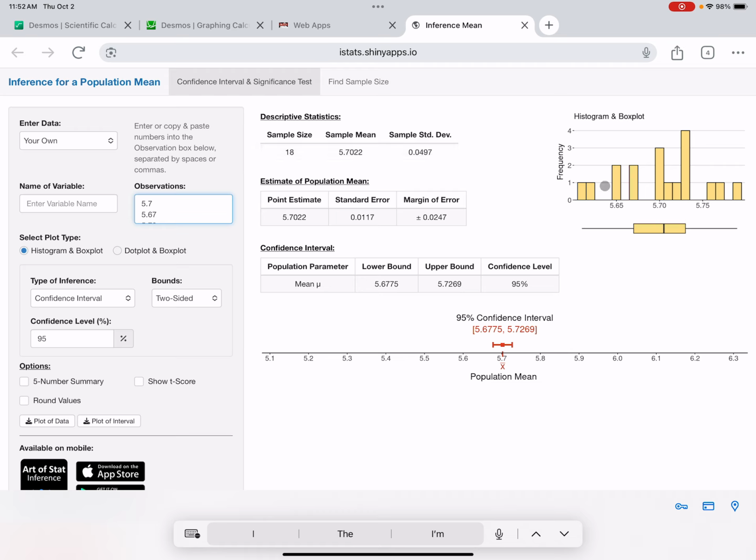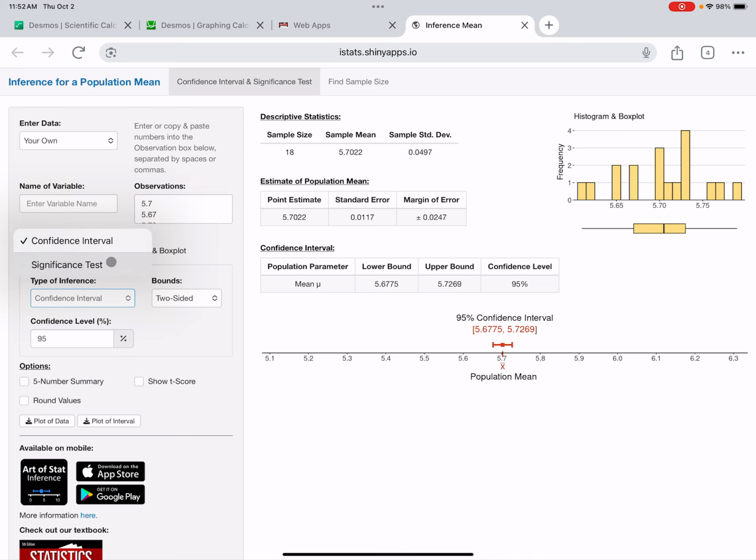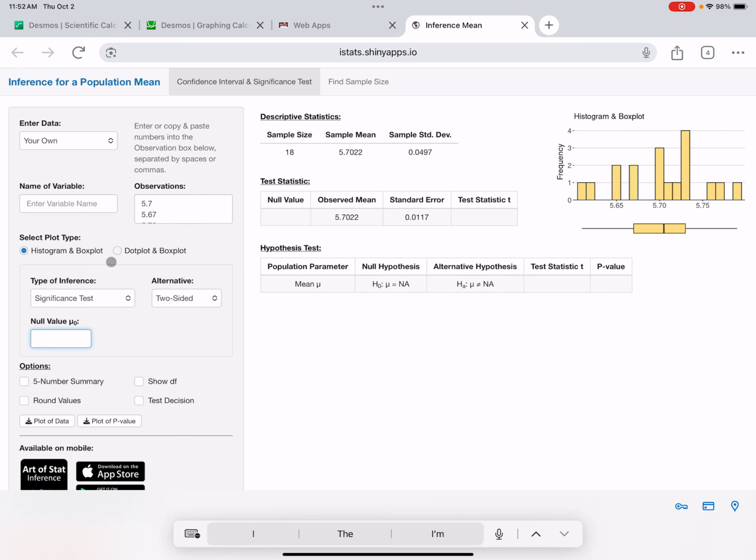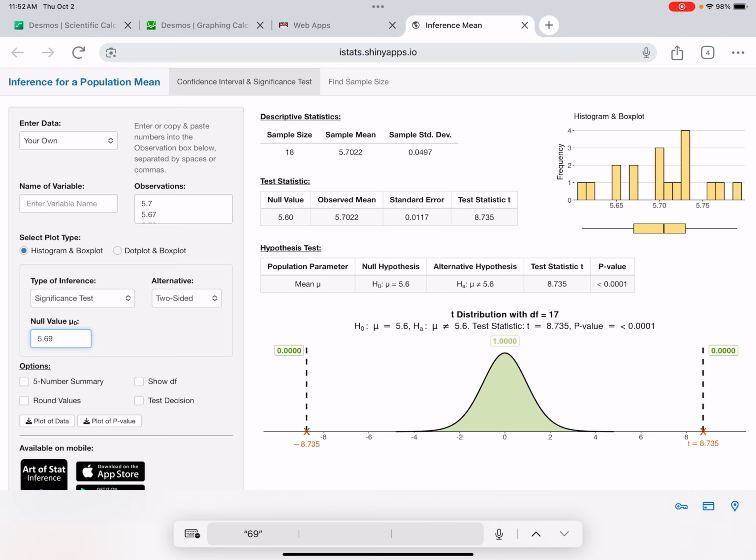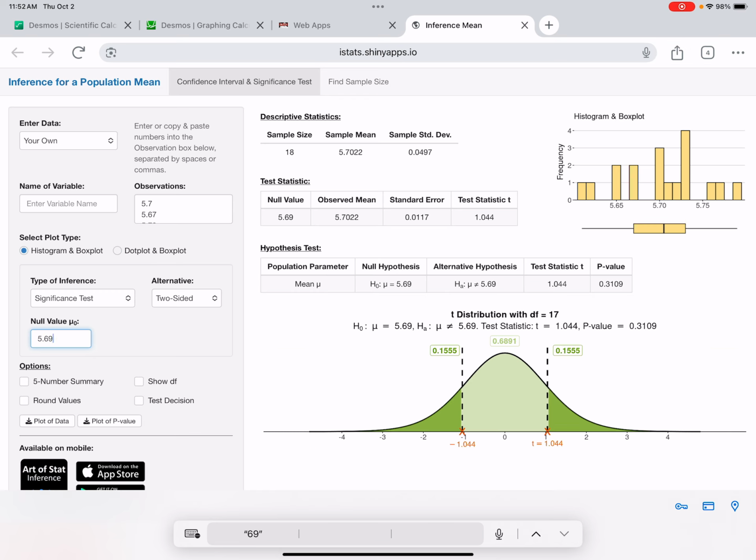You don't have a ton of control over your class widths and stuff, so I wouldn't necessarily use this graph. I think you can use better tools from Art of Stat to get graphs, but it's nice that they include that here. But down here under type of inference, again, we want to run a significance test rather than compute a confidence interval. And we do still have to put in the null value, which was 5.69. Our null hypothesis said mu equals 5.69.